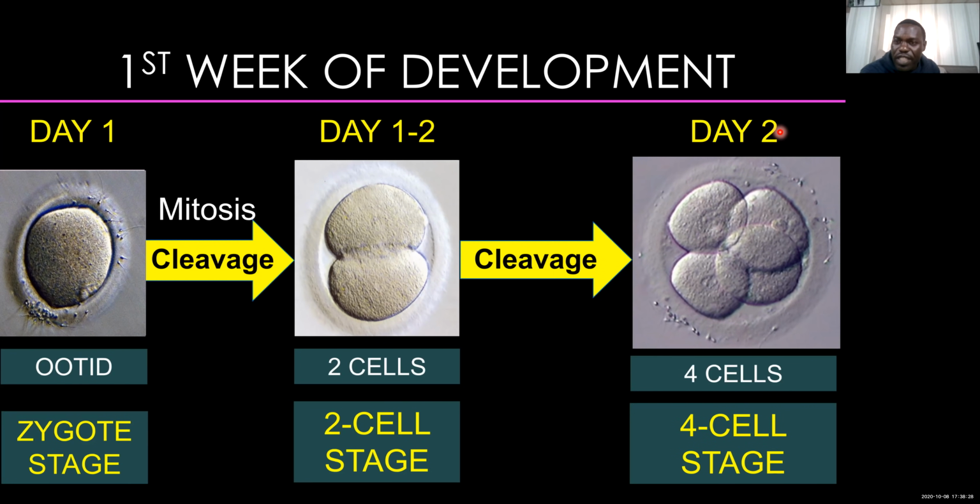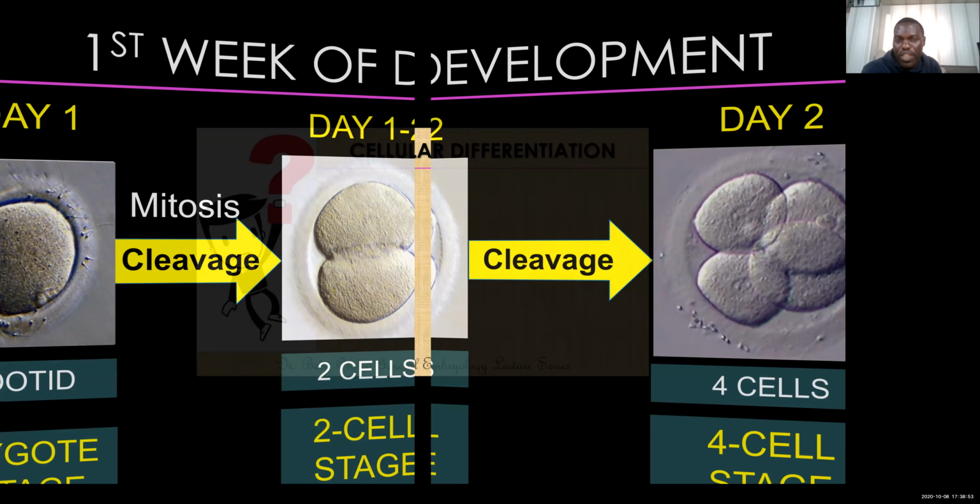So remember, on the first day, we had the zygote. The zygote begins to divide so that you can have the two cells on the same day or the following day. Then those two cells also divide. Still on the second day, we have a structure with four cells. We call that the four-cell stage.